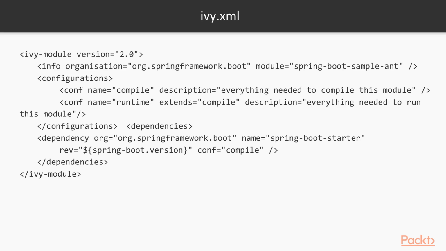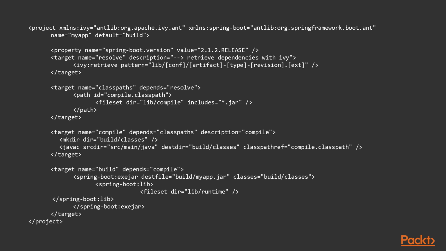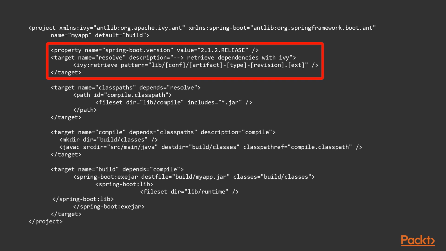This is an example of how an ivy.xml file looks like. You need Ivy as a dependency resolver and management tool for Ant. This is an example of how a typical Ant build.xml file looks like. This line here shows how Ivy is integrated into the Ant build.